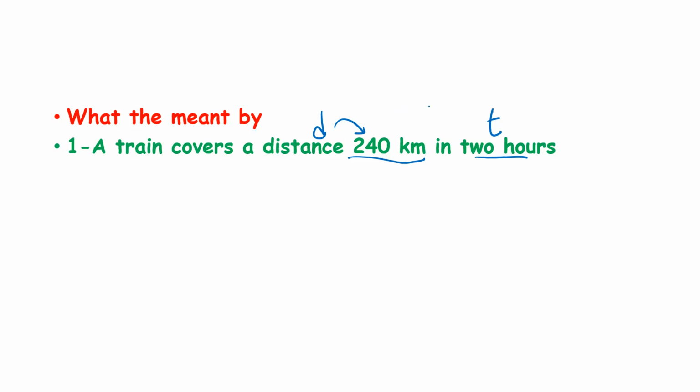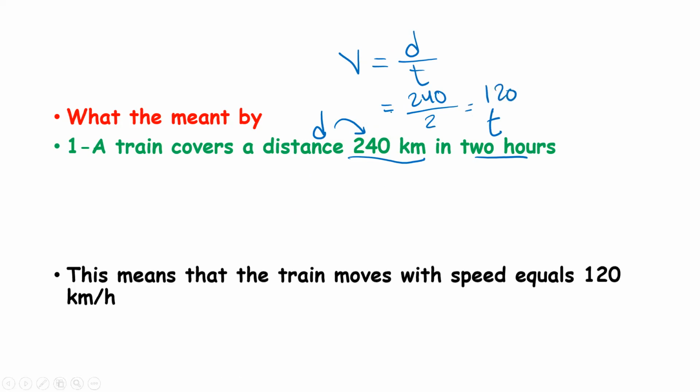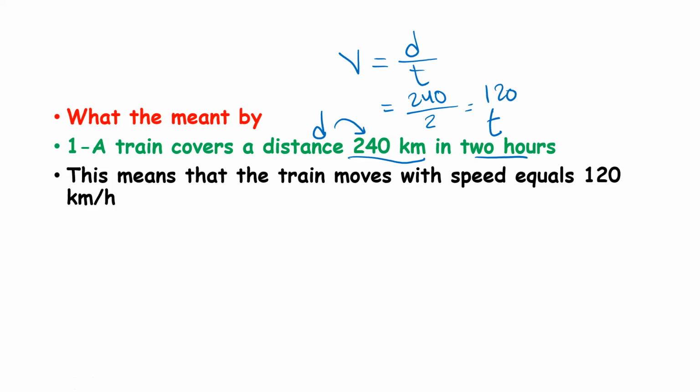But it's just written the same. We have to change it. You can calculate the speed, for example, right? What is the speed? How can I calculate it? Velocity equals distance over time. Very good. Equals 240 over 2 hours. So it will be 120. So I can say that the train moves with a speed equals 120 kilometers per hour.